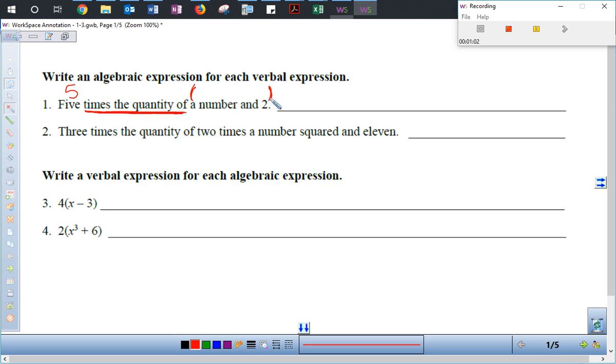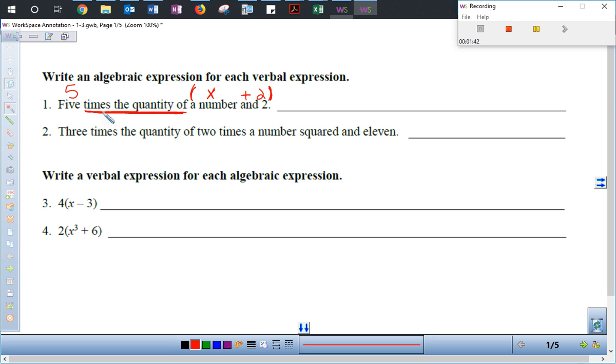Now, in the parentheses, we're going to have a number and 2. Remember, a number doesn't just mean we get to choose whatever number we want. It means that we don't know what number it is, so we have to represent it with a variable. So I'm going to represent a number with x. If you want to use a different variable, that's fine. Be careful though, because we don't use letter O's and things like that. After that, we have the word and. If I have 1 and 2, that means I'm adding them together, so that's going to represent plus, and then we're going to add this 2 to it.